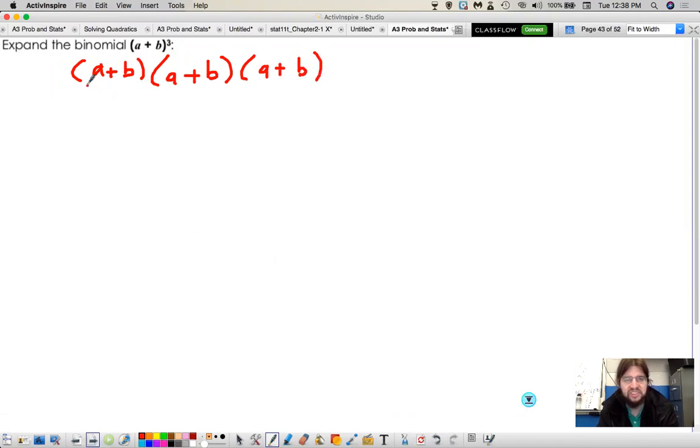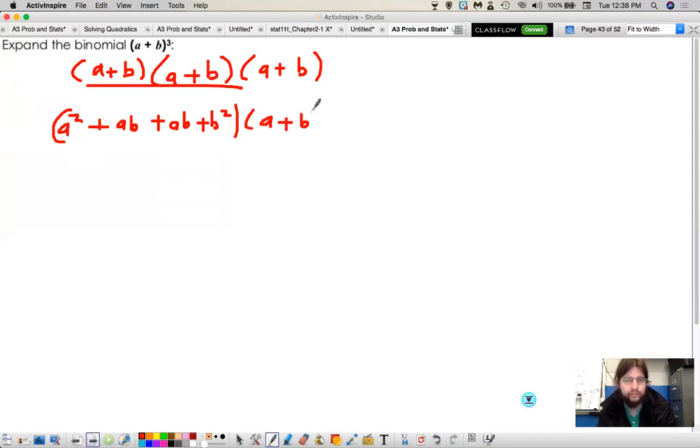A plus B times A plus B times A plus B. I'm just going to do these 2 first, because I can't multiply these 3 things at once. I'm going to multiply 2, and then I'm going to multiply that answer by the next one. So that's going to be A squared, AB, BA, which is the same as AB, B squared. Multiply that by A plus B. Combine my like terms first to make my life a little easier. That's 2 ABs.